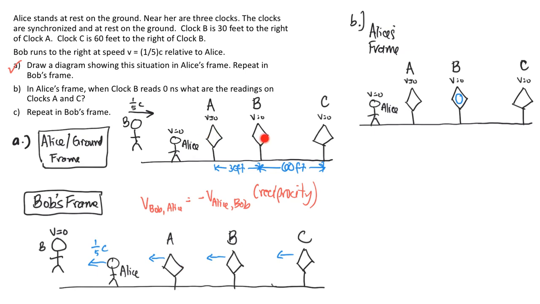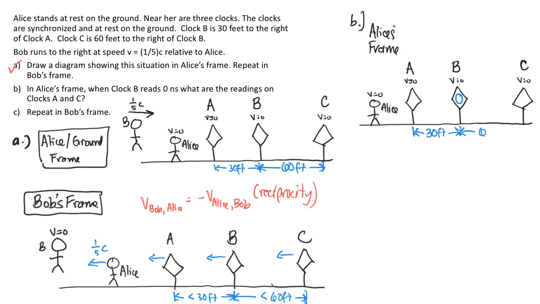So although clocks A and B are 30 feet apart in the ground frame, when A and B are moving, they are less than 30 feet apart. We haven't quantified how much less, but for now I will just write less than 30 feet. And then similarly, this separation will be less than 60 feet. So it would be incorrect to label the gaps in Bob's frame as 30 and 60 feet. That would be incorrect. But in Alice's frame, the gaps are 30 and 60.